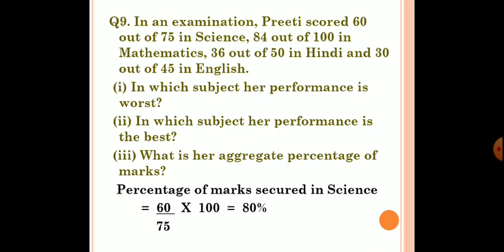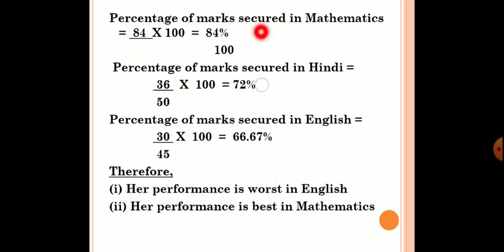Now see, we can compare it very easily. Out of 100, she scored 80%, 84, 72 and 66.67. So now we can easily answer that her performance was worst in English, in which she scored 66.67%. And her performance was best in mathematics, in which she scored 84%.